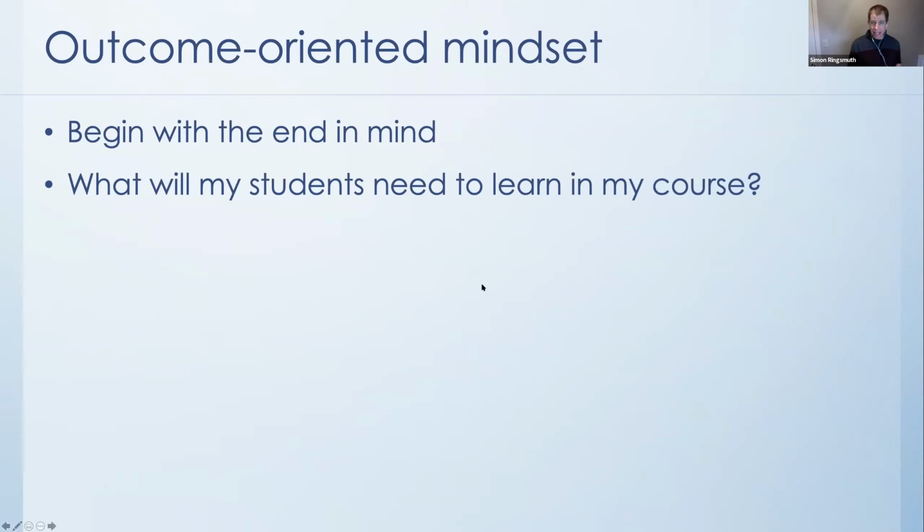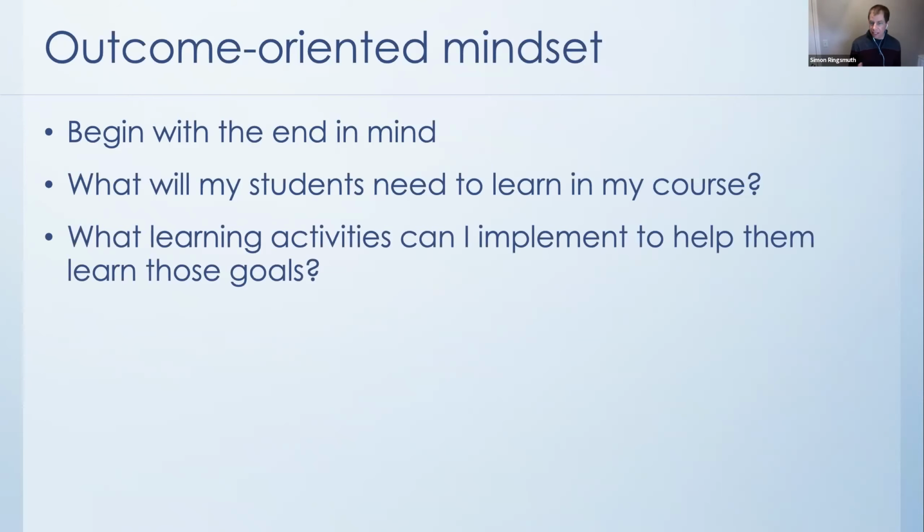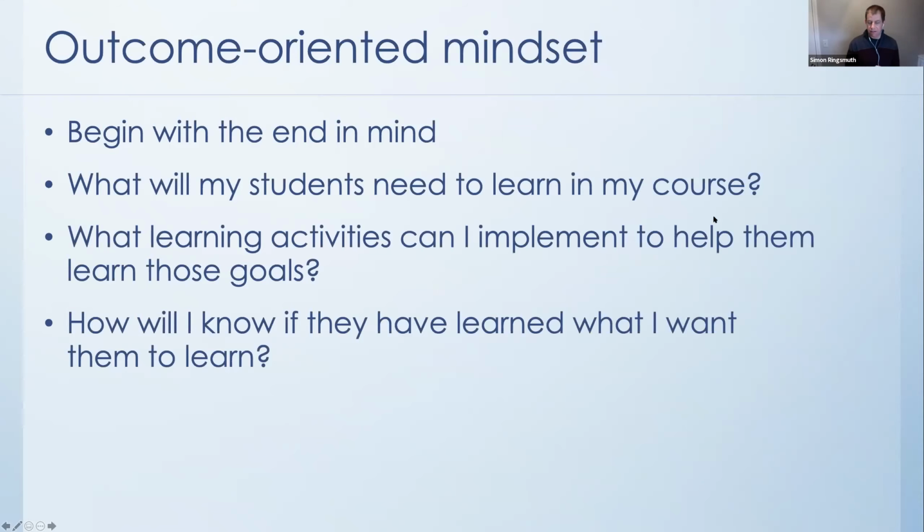Once we know what the end result is, then we can start working backwards. What are my students going to learn in my class? What learning activities can I implement to help them learn those goals? And finally, how am I going to know if they've learned what I want them to learn? This is the foundation for basically all good course design.